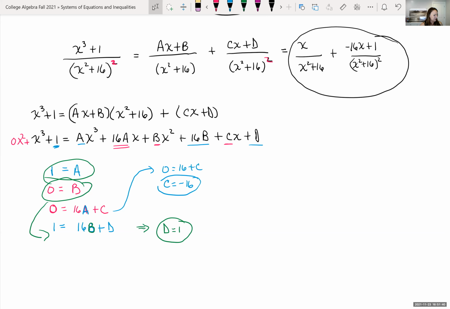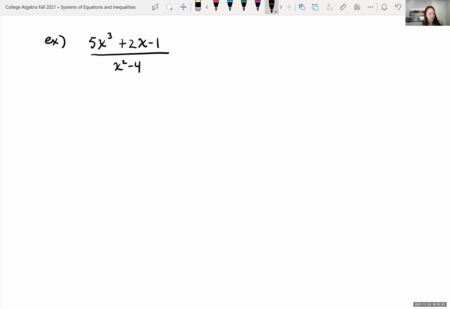So let me just pull one of those out first. Okay, so here's an example where we have an improper fraction where the degree of our numerator is larger than the degree of our denominator. So if that was the case, we did not start with partial fraction decomposition. We first needed to do long division. So we want to divide x squared minus 4 into this 5x cubed. I'm just going to put a placeholder. I might not need it. 0x squared plus 2x minus 1.